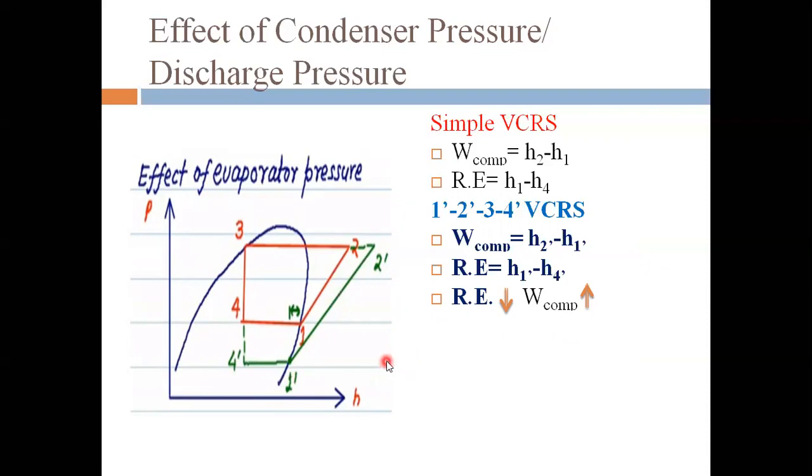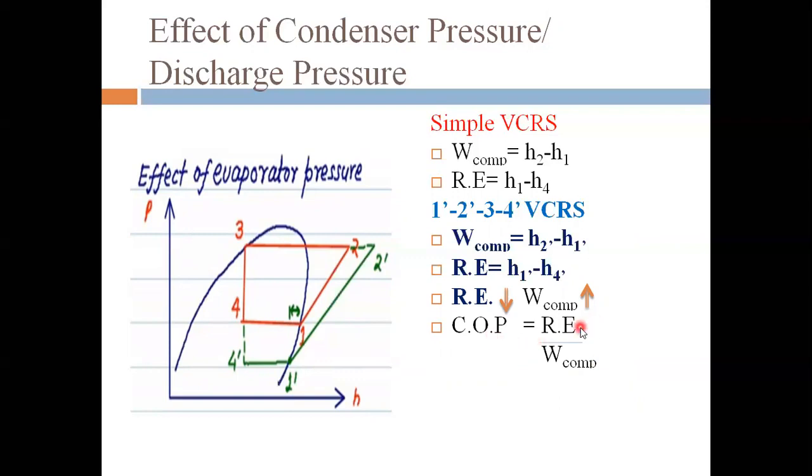it is already visible that W compressor is also increasing, because 1 to 2 is this one simple, and we are lowering the evaporator pressure, so we will have more compressor work. So W compressor is 1 to 2 dash. W compressor is higher. So what is the effect on COP?